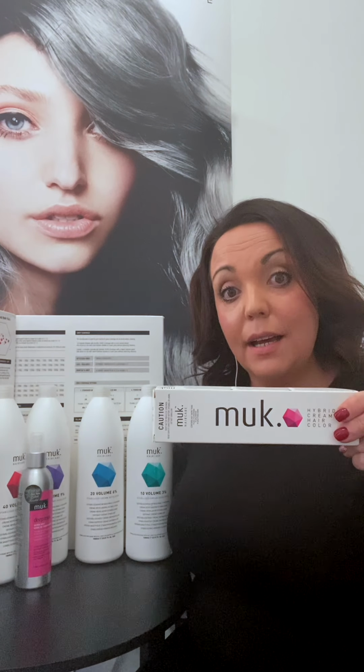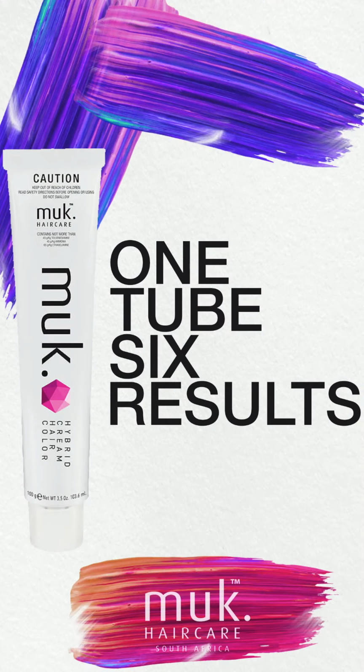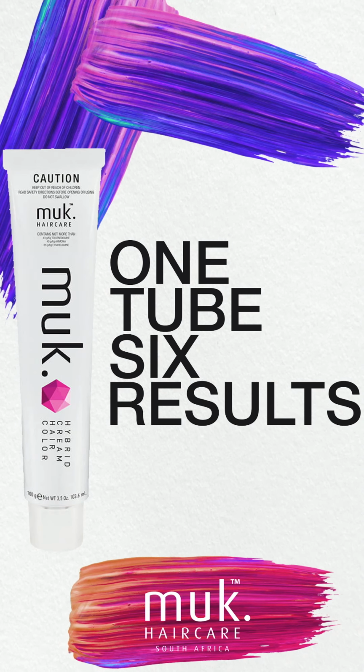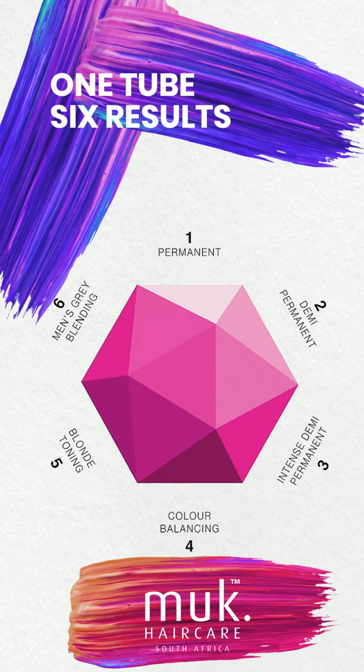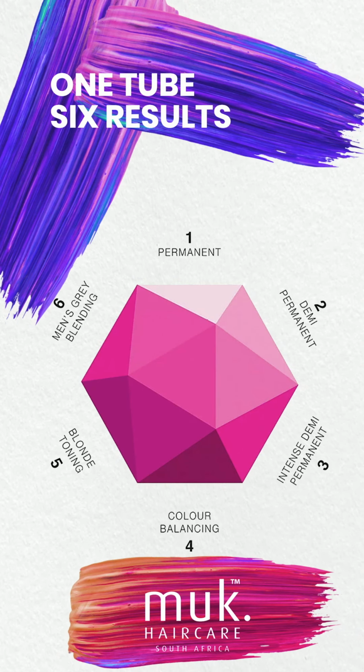So our first technology that we're going to be going through is something called HPT, and this is your hybrid pigment technology. What hybrid means is that something has the ability to do more than one function. So with our MUK color, you now have one tube of color that has an undetermined pigment and only becomes something once it is mixed with one of the lotions. So this is where we get our 1 tube 6 results. From your 1 tube of color, you are now able to achieve a permanent, demi-permanent, intense demi-permanent, color balancing, blonde toning, as well as men's gray blending.